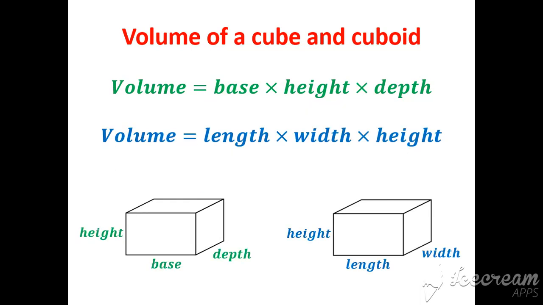Right, well, in any cube or cuboid, we have a base, we have a height, and then we have a depth going back into our third dimension. If you prefer the other language, we'd say a length, a height, and a width.